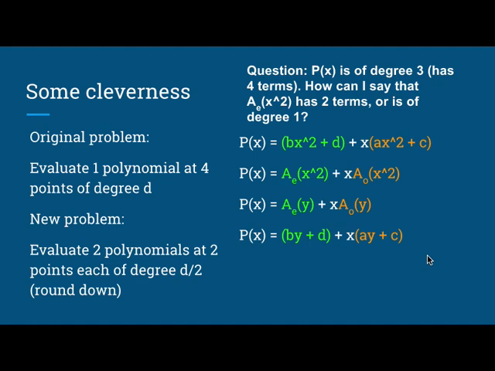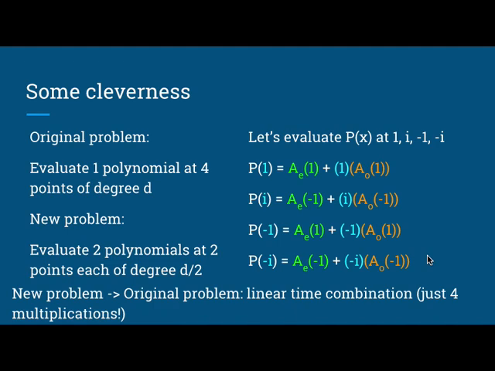Okay, cool. Moving on then. So, again, our original problem: evaluate one polynomial at 4 points of degree d. Our new problem: evaluate two polynomials at 2 points each of degree d over 2. Great. And now let's talk about the conversion step. This is the conquer step of divide and conquer. We've divided the problem. Let's conquer it.